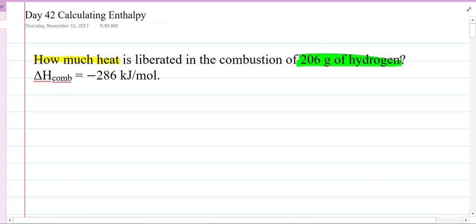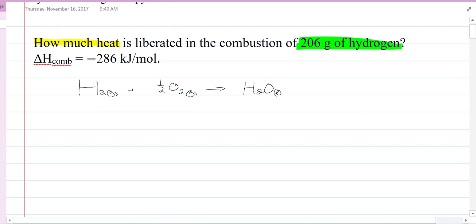And you've got the ΔH of combustion is negative 286 kilojoules per mole. So H2 gas plus half O2 gas gives us H2O liquid plus 286 kilojoules.